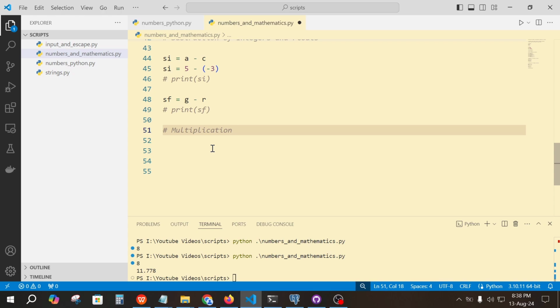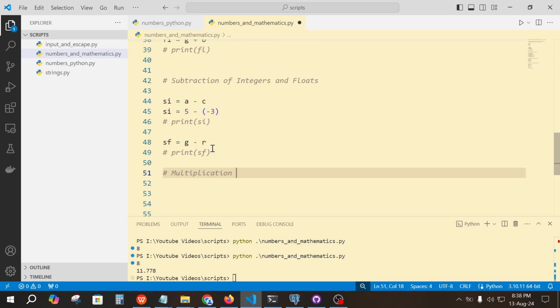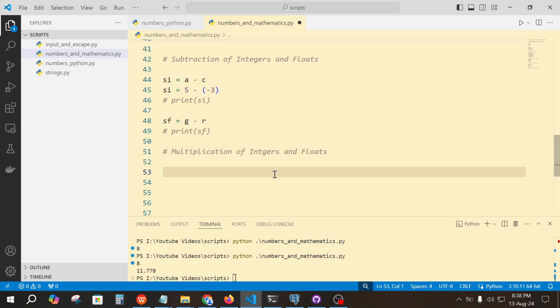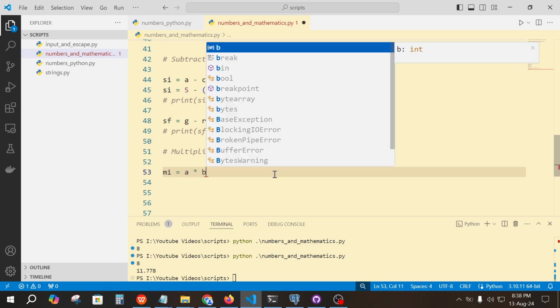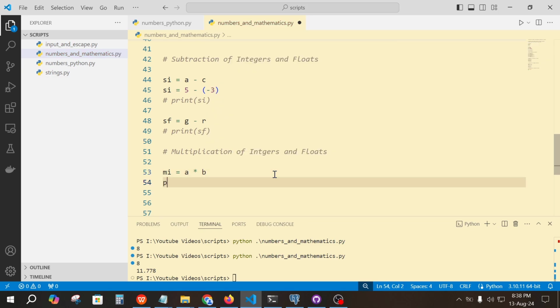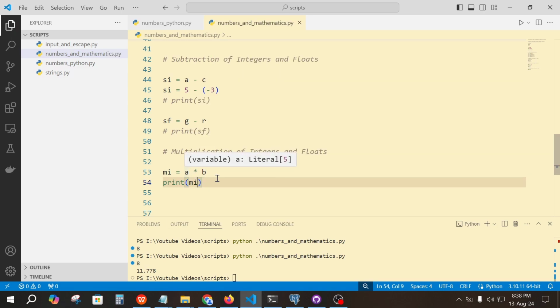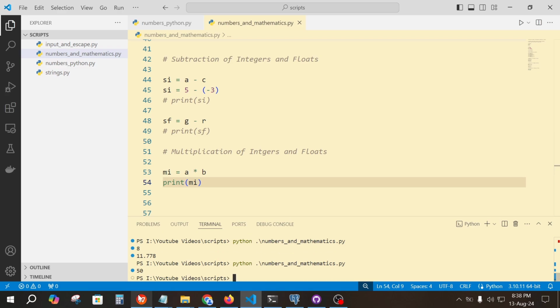And next we have multiplication. So now I am making this video a little faster because I think you understand the basic concept of it. It is the same as you do with your calculator. Integers and floats. So multiplication of integers equals a, this is the multiplication sign, which is a star, b. If I print mi, save it, so 5 multiplied by 10 should be 50. Here it is.